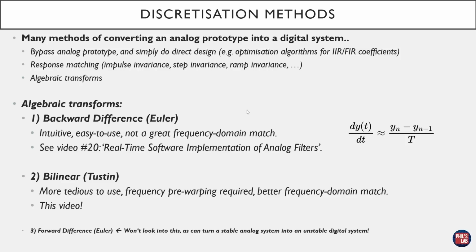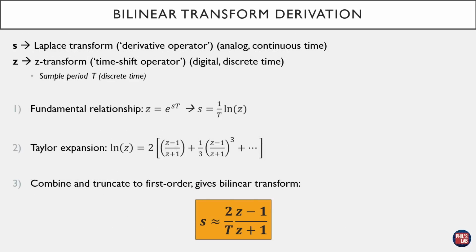The problem with this backward difference method, although it's very simple and straightforward to use, is that, for instance, when we're implementing filters in the digital discrete time domain, there isn't a great frequency domain match between the analog prototype and the discrete time digital equivalent system using this backward difference method. Therefore, in this video, I'd like to show you an alternative method known as the bilinear or Tustin transform, which unfortunately is more tedious to use. It requires something known as frequency pre-warping, which we'll show, but overall it gives a much better frequency domain match than the simpler backward difference method. The bilinear transform derivation is comparatively straightforward, but maybe not as intuitive as the backward Euler method.